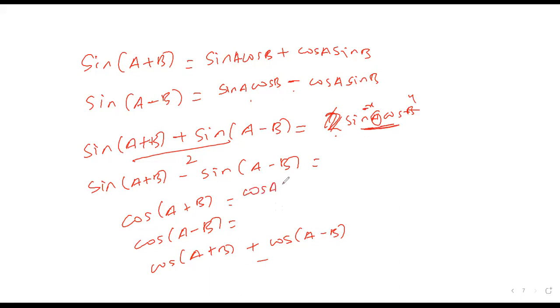Cos A cos B minus, first of all, sin A sin B. And then this one is a plus, cos A cos B, is that correct? Plus sin A sin B. Okay, so if you add both, these terms will vanish, and you get 2 times cos A cos B. Are you getting the same answer if you use it for cos A cos B?